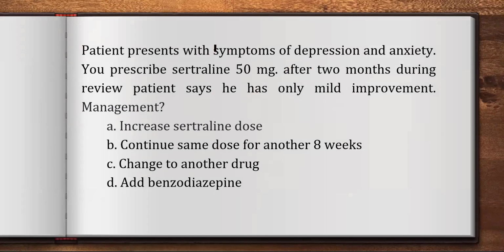Next, patient presents with symptoms of depression and anxiety. You prescribe sertraline 50 milligram. After 2 months, during review, patient says he has only mild improvement. What is the management? Now, this is a very, very good question. So you have a patient who has depression, anxiety. You started sertraline 50 milligram. The next question is, usually, how much time it needs to get the effect of an antidepressant.